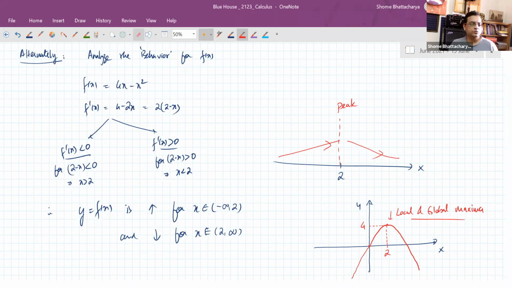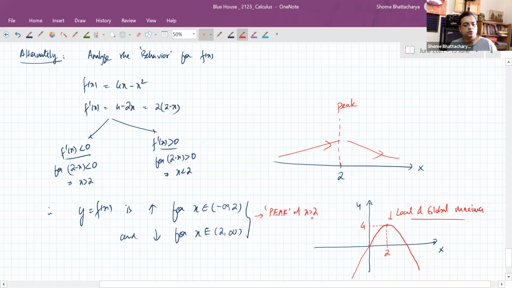So we would have understood from this that there is a peak at x equal to 2. So y's value is 4. Because the function has this kind of behavior, because the derivative of the function we saw was positive in this region and negative in this region.